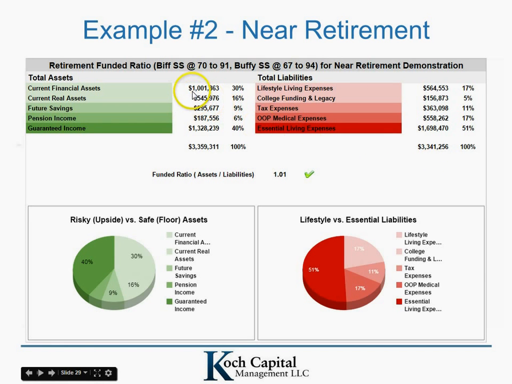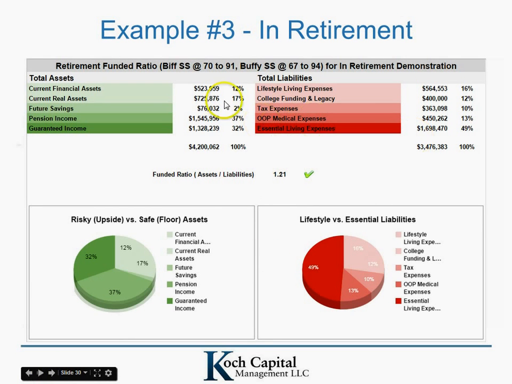But now they've got some more real assets. The future savings has gone down a bit. Their current assets have grown. Their Social Security has grown a little bit. So now we're showing that they've just got into being funded right there, with just enough assets to cover their liabilities. So let's go ahead and look at the next one.